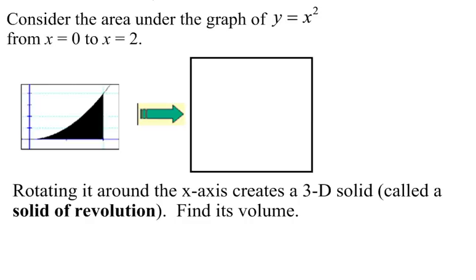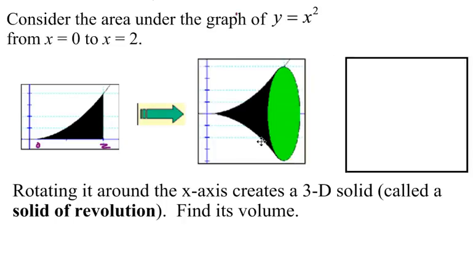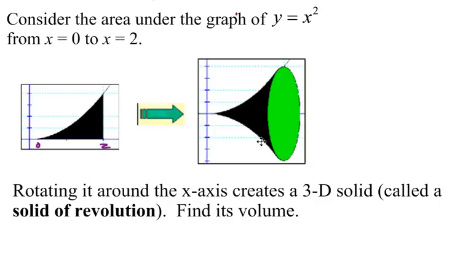So in this next problem, we're asked to consider the area under the graph of y equals x squared. It's sitting right there. And we're supposed to look at it from x equals 0 to 2, which is exactly what's shown to us, from 0 to 2. And then we're going to revolve it around the x-axis to create a 3D solid. Think for a moment, what is that going to look like? All right, let's see if you were right. This is what you should have been picturing in your head, and we've been asked to find its volume.